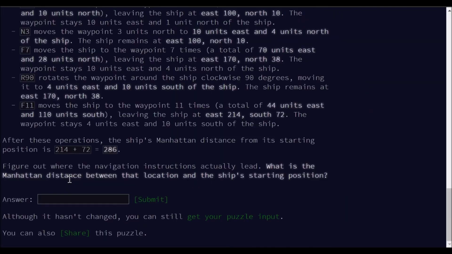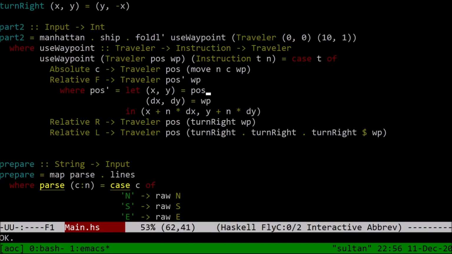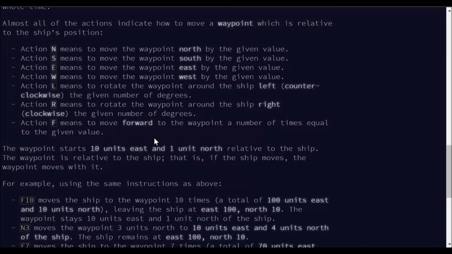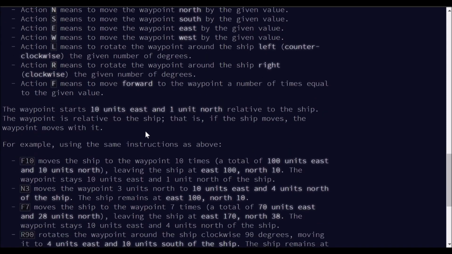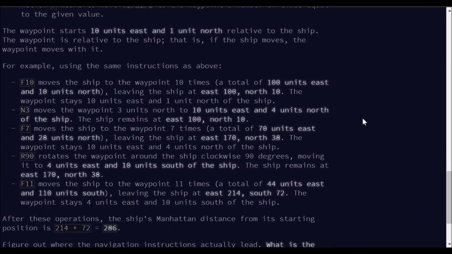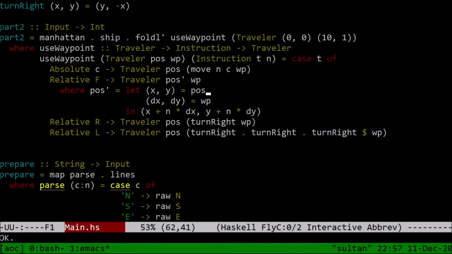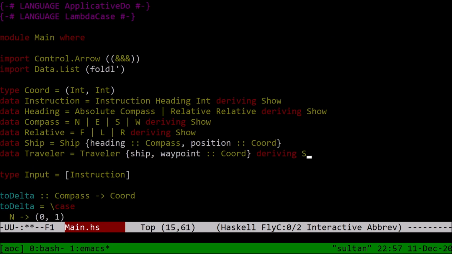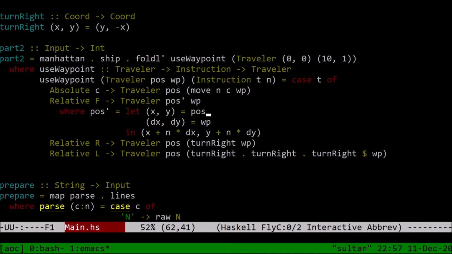Oh, that's pretty far. Now it's too high. Why? Did I understand the problem correctly? F is the interesting one, of course. Number of times equal to the given value. To the waypoint 10 times. Seems right. Okay, well, we can test this. No, let's put deriving show on this bad boy. We can give this a really, really simple input, and I'm sure it'll be wrong somehow.